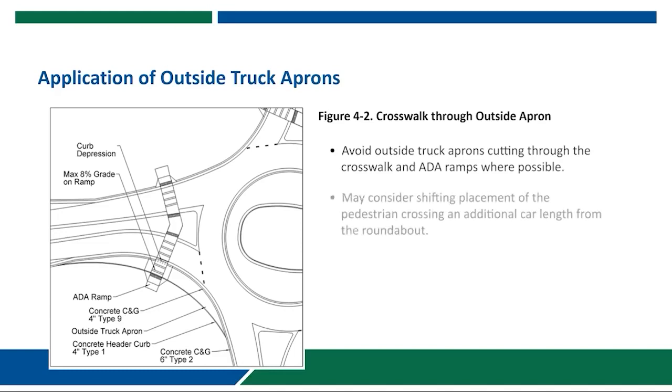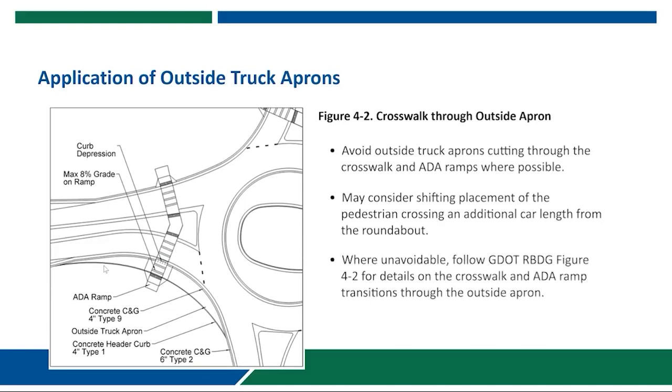In some cases, it's possible to shift the pedestrian crossing location an additional car length back, so you'd have a 2-car length setback in order to get just out beyond the position of the outside apron. In other situations, that's not going to be possible. The length of the outside apron is going to be long enough that you'd be shifting the pedestrian crossing too far back up the leg and would be getting into a higher speed environment, which would be undesirable for the pedestrian crossing. So in those situations, GDOT has developed a detail that would allow for the pedestrian crossing to cut through the truck apron as sort of a last resort.